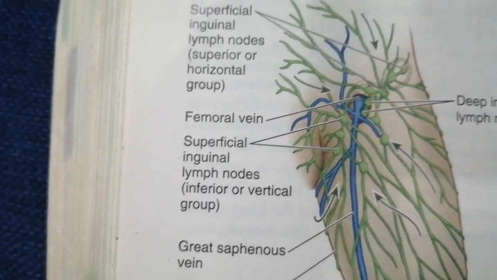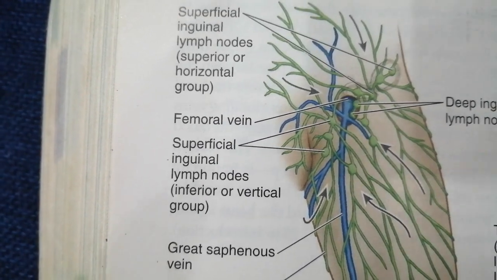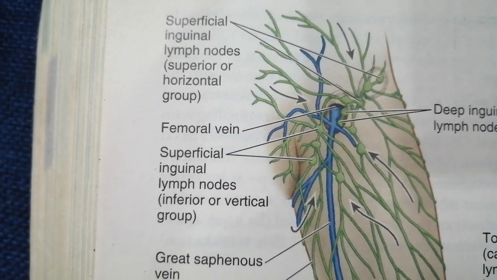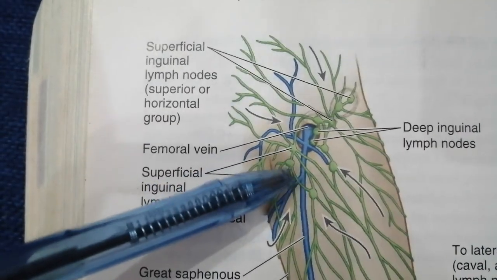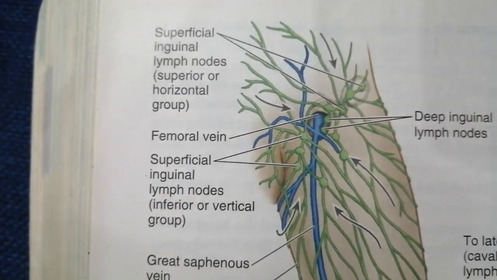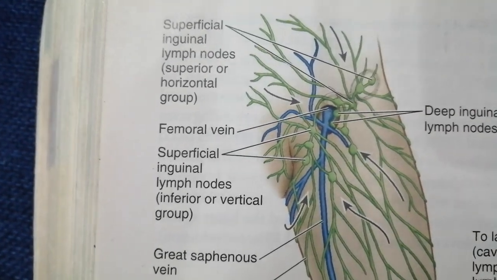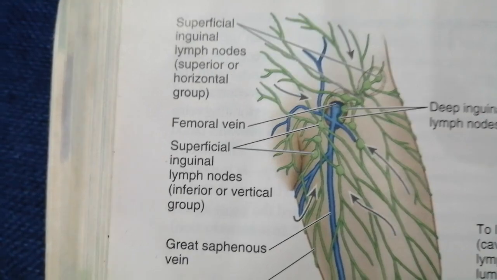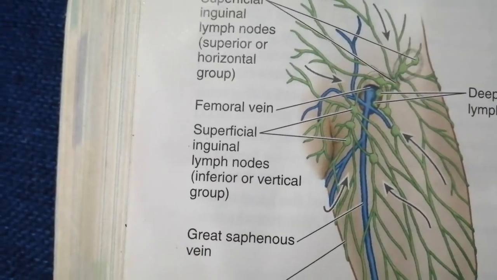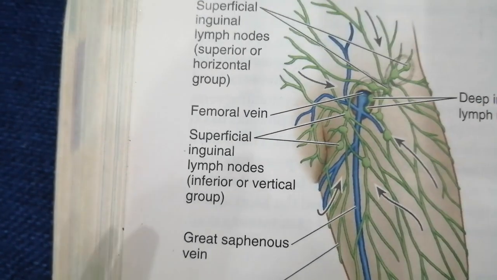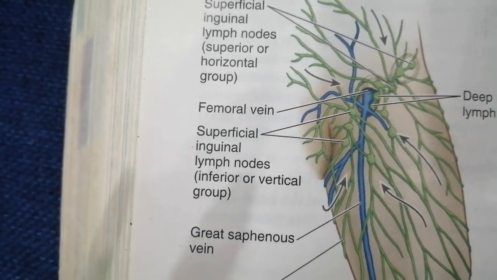So the lower vertical group is placed along both sides of the terminal part of the great saphenous vein, as you can see in this diagram. It lies on both sides of the terminal part of the great saphenous vein, and it contains almost 4 to 5 nodes. They drain the skin and fascia of the lower limb. Okay, and most of the lower limb is basically drained into this superficial inguinal group, the lower vertical group.